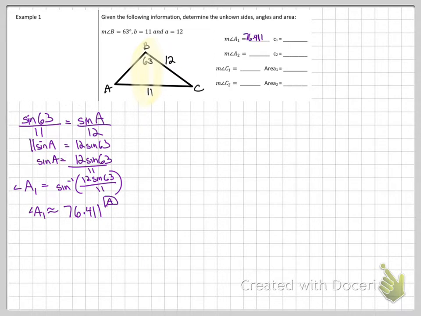Now that we have two angles, right, because there was one in the problem and now we just found that one, now we can find the other angle, which is angle C, by doing 180 minus the 63 that's given and minus A that we just found. So if you type that carefully into a calculator, angle C1 ends up being approximately 40.589, rounded to 3 decimal places. Store that in B.